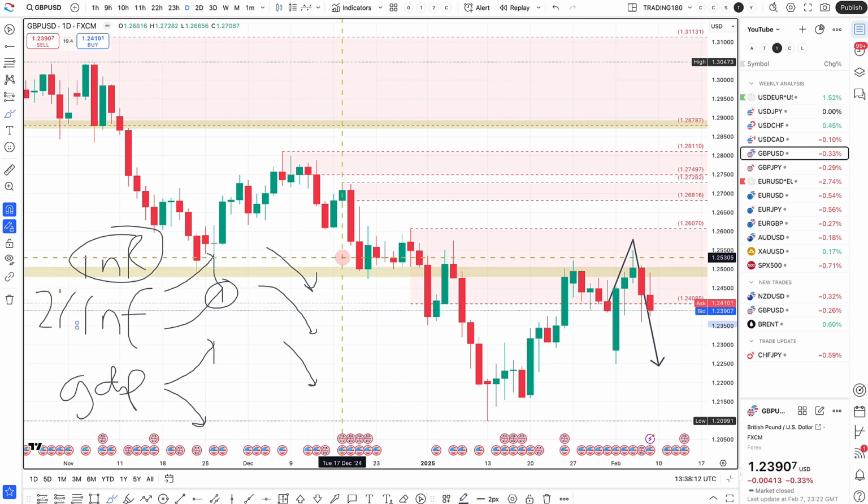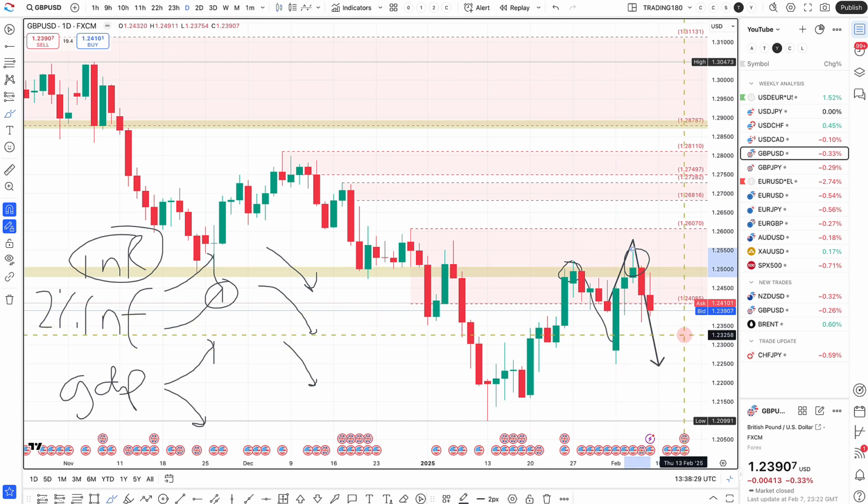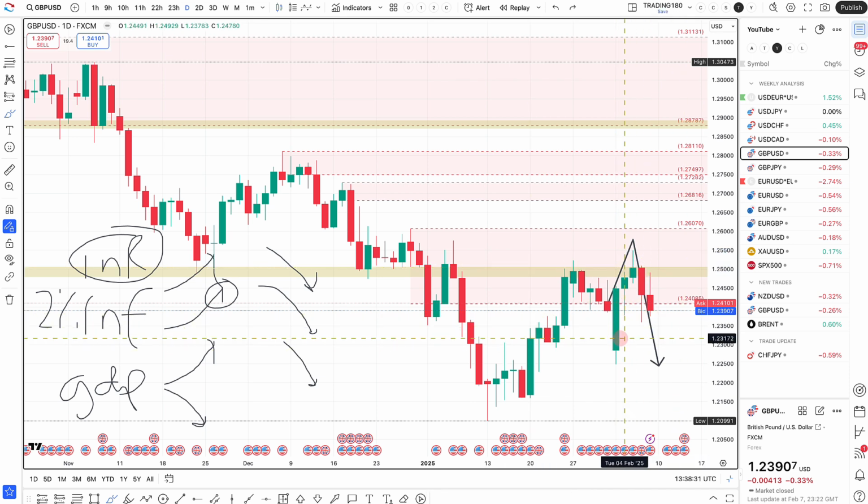But overall, what does that mean for the currency? For me, it means more downside, right? Which is the reason why I ended up getting involved in short trades here, which was a little bit profitable, and this trade is still profitable. But again, I'll go over that a bit later on.